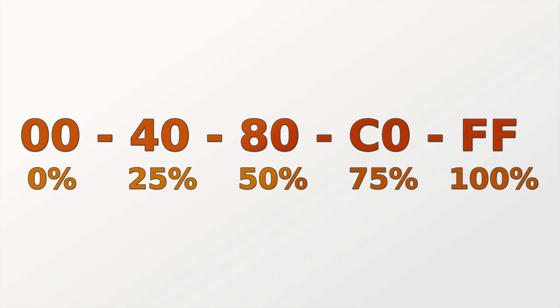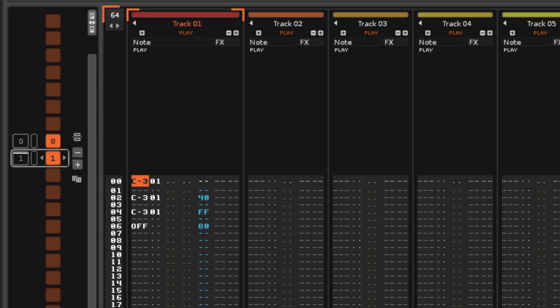The delay column delays the activation of both notes and note offs, with values ranging from 0, no delay, to FF, which results in the note being delayed until immediately before the next line.